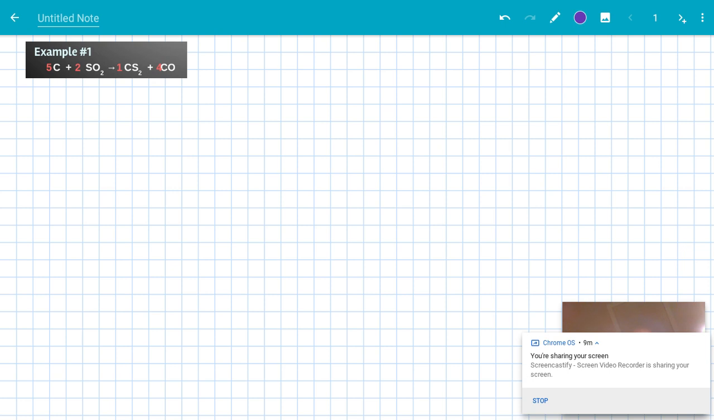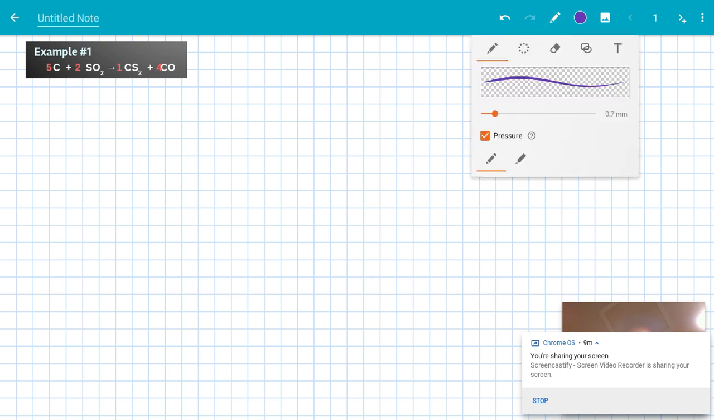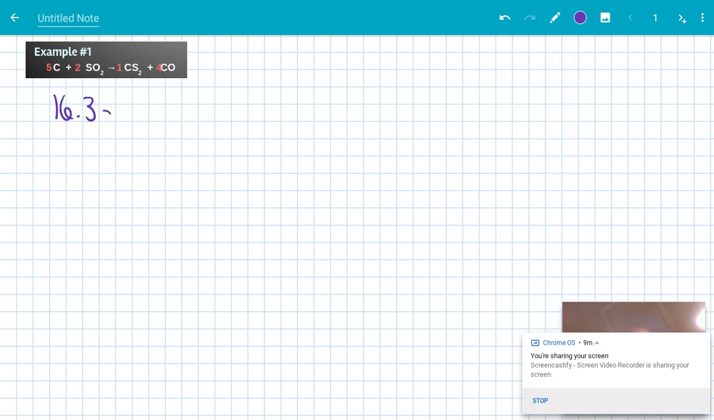In the upper left-hand corner, I have an equation. 5 carbon plus 2 SO2 makes 1 CS2 plus 4 carbon monoxide. So let's just make up a problem. Let's give you a couple possible problems. Let's pretend that we have 16.3 grams of carbon. And I want to know, if I have 16.3 grams of carbon, how many moles of CO will be made.